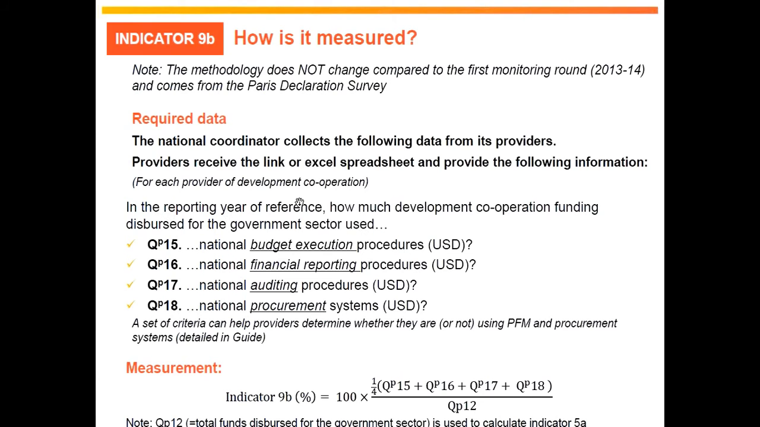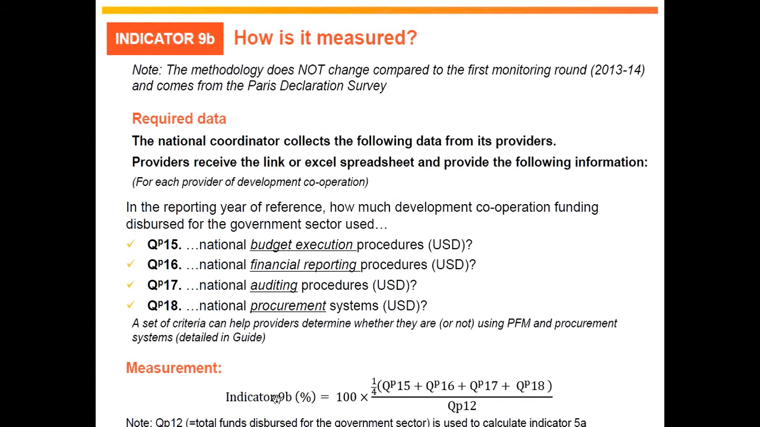Using the reporting year reference that national coordinators set, so typically it would be maybe 2015 or 2014, depending on what year they are using, you have to report how much development cooperation funding has been disbursed to the government sector using national budget execution procedures, national financial reporting procedures, auditing procedures, and procurement systems. The information should be reported in amounts of US dollars. There is a set of criteria in the guide that can help providers determine whether or not they are using PFM and procurement systems.